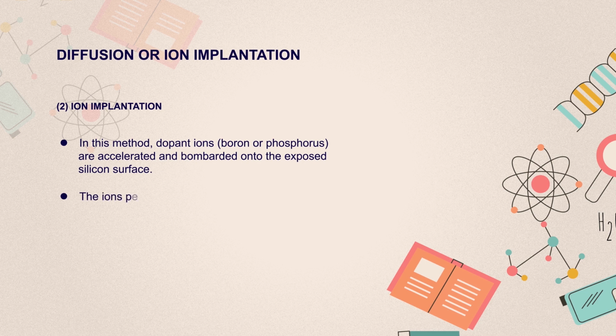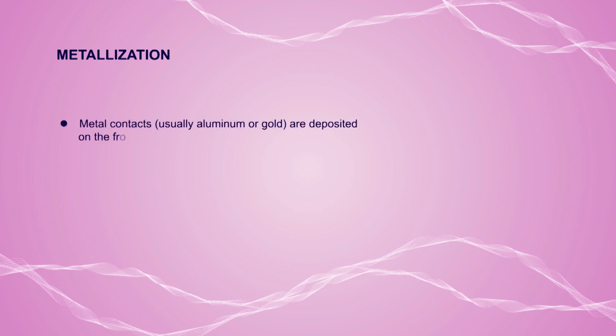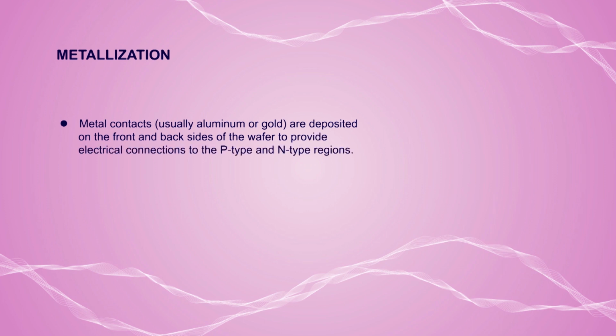The ions penetrate into the silicon lattice, creating the p type and n type regions. Now, the next process is metallization. The metal contacts, usually aluminum or gold, are deposited on the front and back sides of the wafer to provide electrical connections to the p type and n type regions.